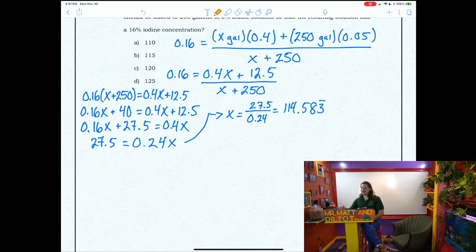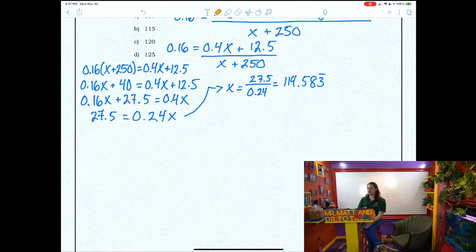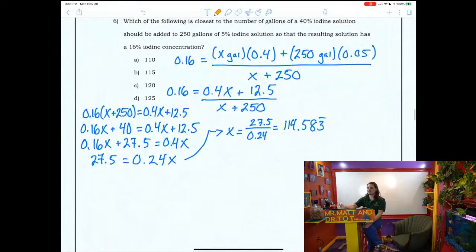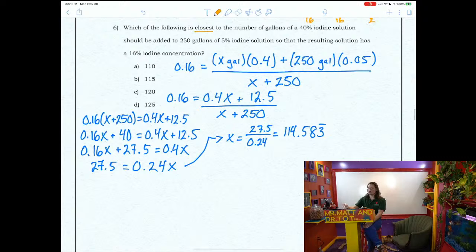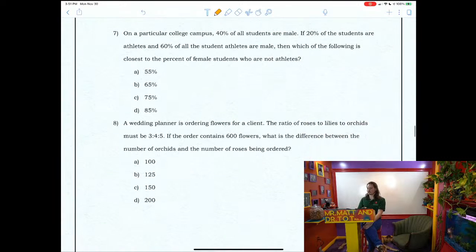You end up getting x is equal to 114.583 bar. That just means the 3 continues forever. So the question asks which of the answer selections is closest to the number, and so that would be 115. That would be the closest value. If you have any questions, please let me know. Otherwise, let's look at a brand new pair of questions.